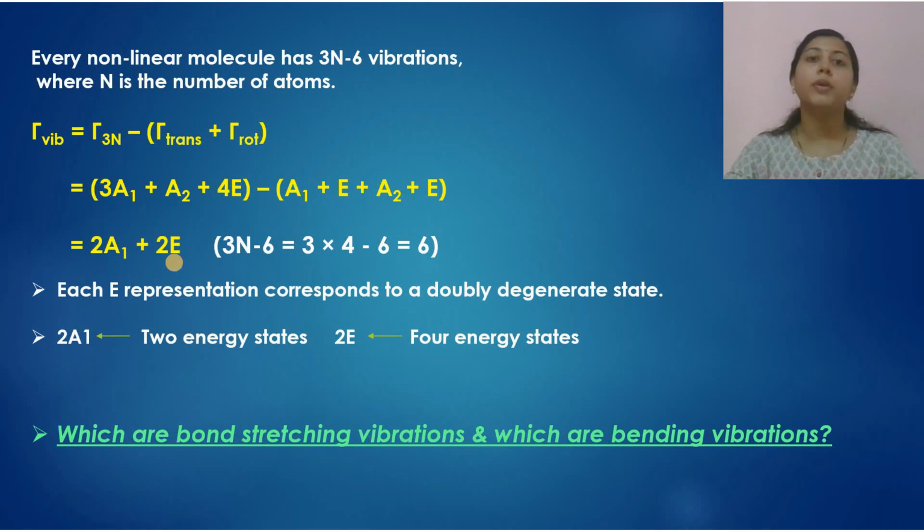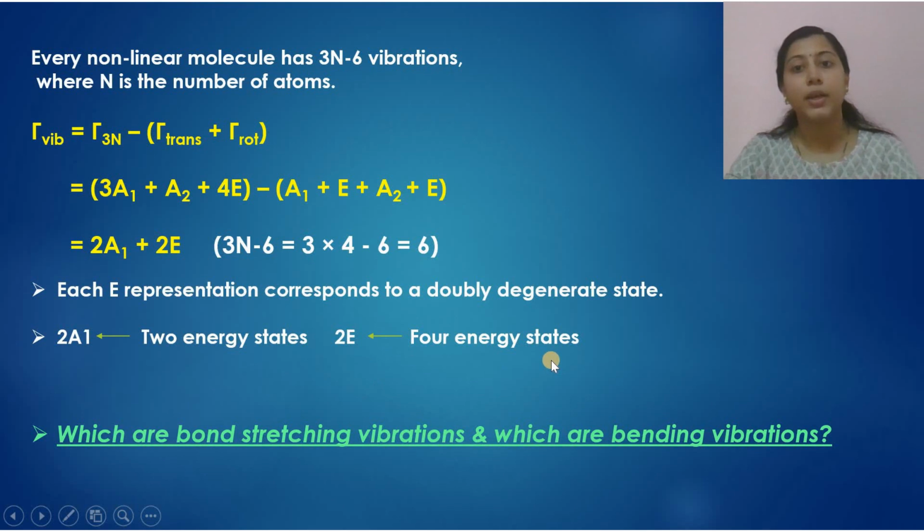We know that ammonia is a non-linear molecule and hence it will have 3n minus 6 fundamental modes of vibration, where n is the number of atoms. So there are 4 atoms, 3 into 4, 12 minus 6 is equal to 6 fundamental modes of vibration. So here 2A1 represents 2 energy states. Each E representation corresponds to a doubly degenerate state. Therefore 2E represents 4 energy states. So total 6 vibrational states.